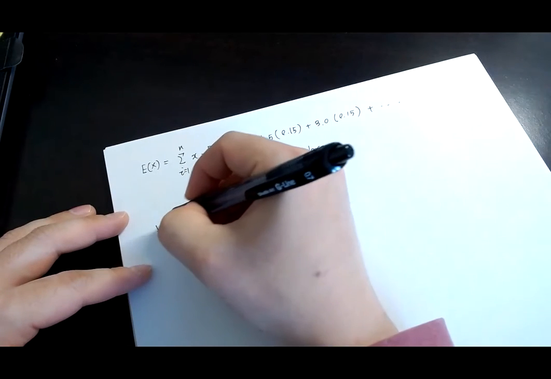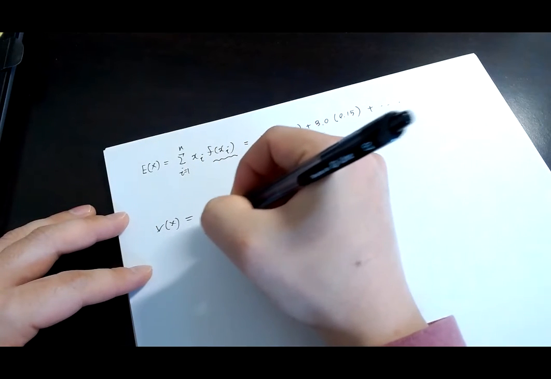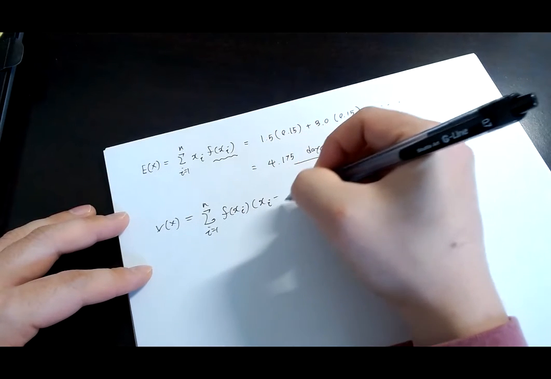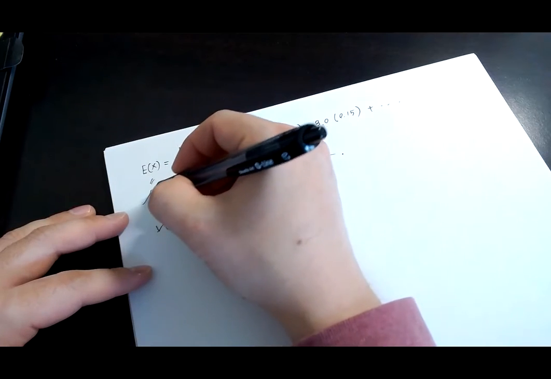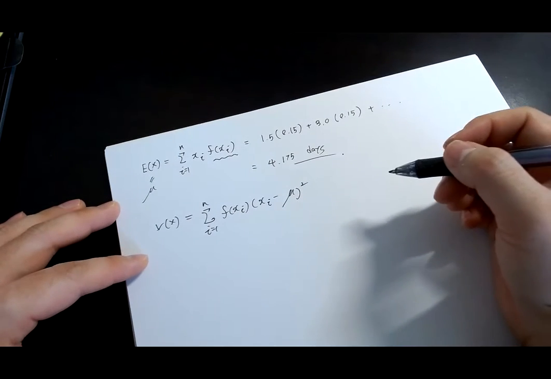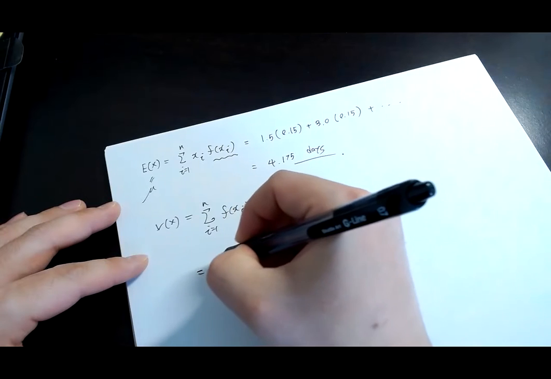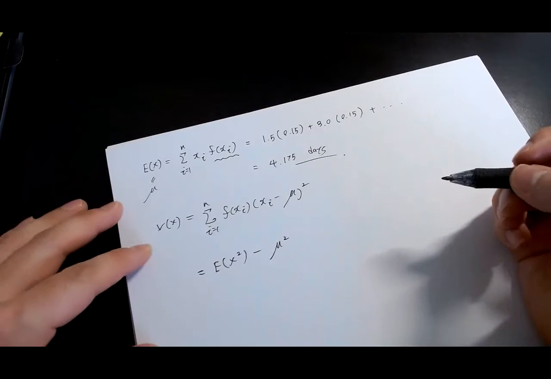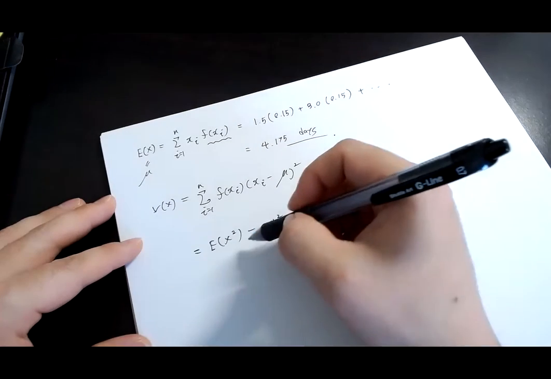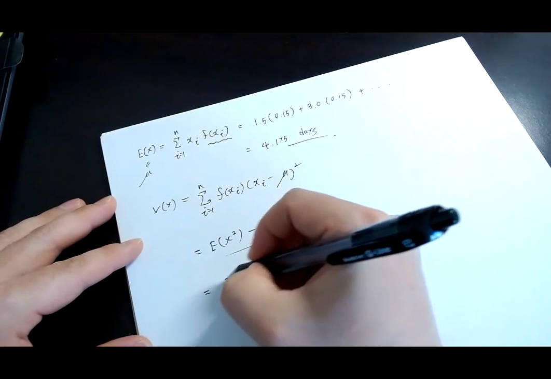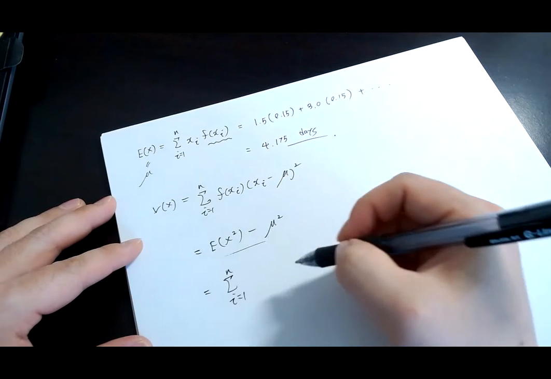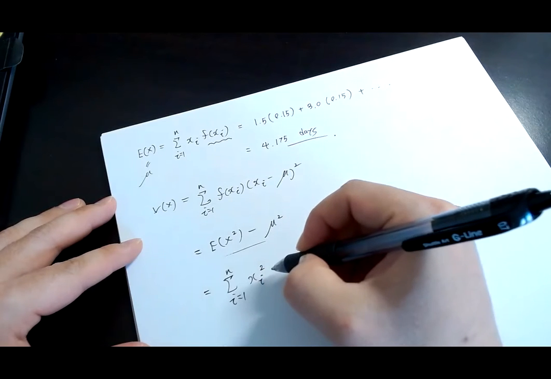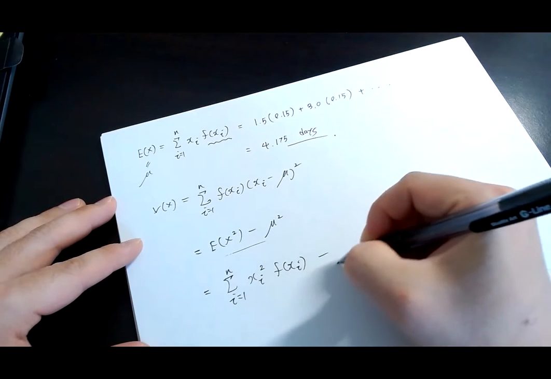For the variance, V of x is going to be sigma, i goes 1 through n, of f of xi times xi minus mu squared. What is mu? This is mu, right? Or we can say E of x squared minus mu squared. Either one is just fine, but let me use the second formula. This is going to be sigma, i goes 1 through n, of xi squared times f of xi, minus mu squared.